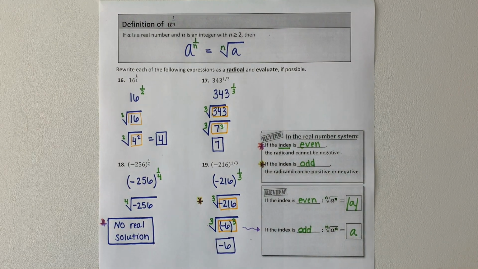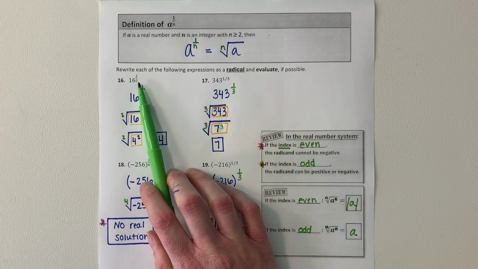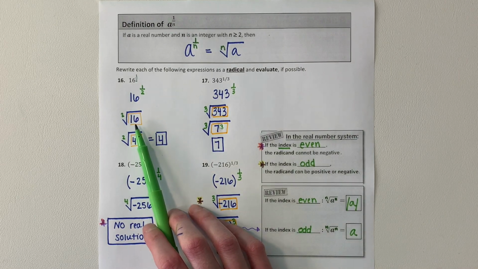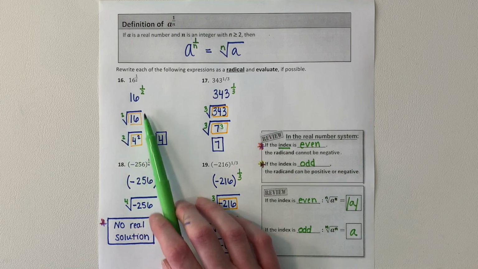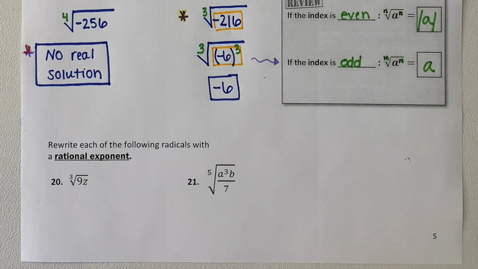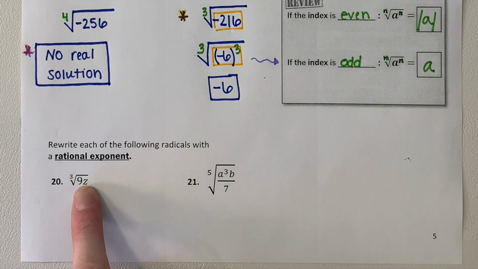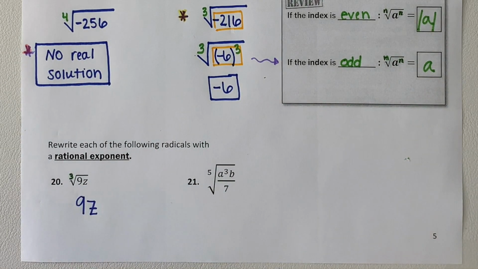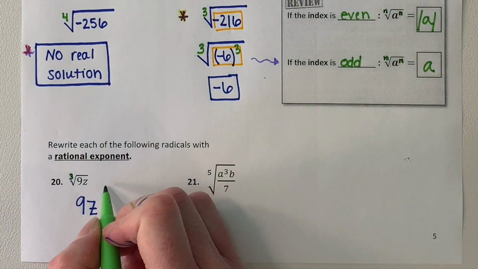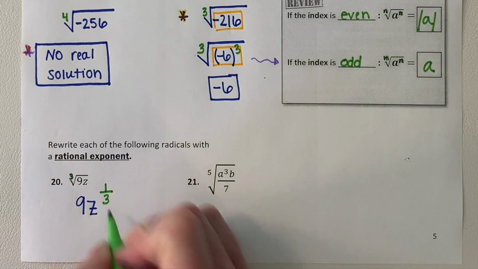Now, we've practiced taking a problem involving a rational exponent and rewriting it using a radical. Now we're going to go in the reverse direction. We'll see a radical and we'll rewrite it using a fractional exponent. So anytime you have a radical, you can rewrite it using a rational exponent. Start by writing the base. In this case, the base is 9z. Then identify the index. The index here is a 3. We always write the index as the denominator of our fraction.